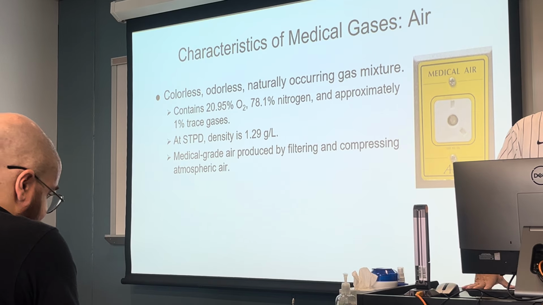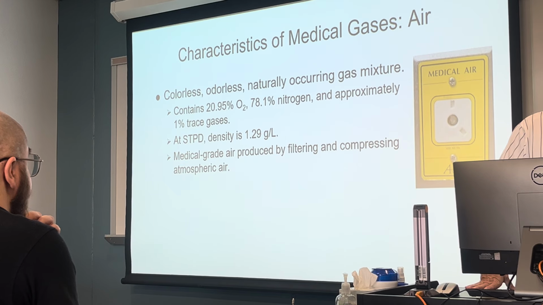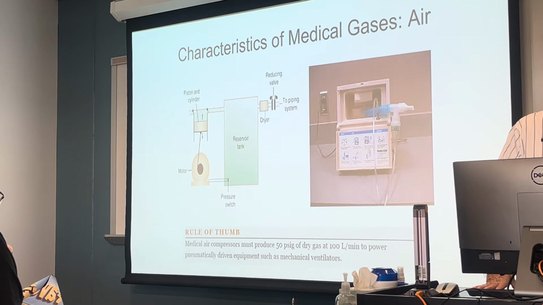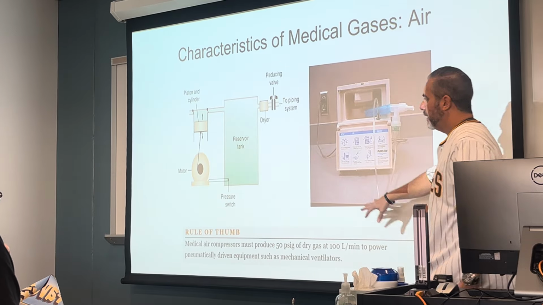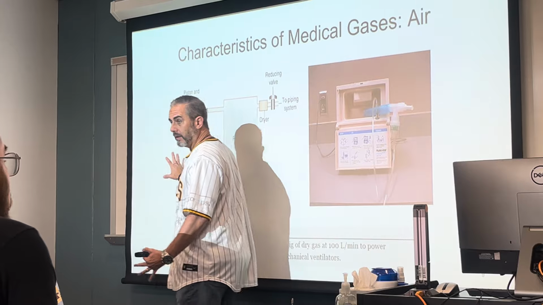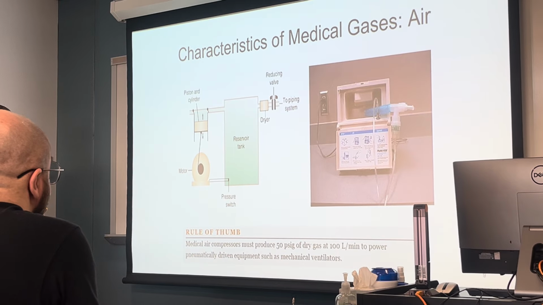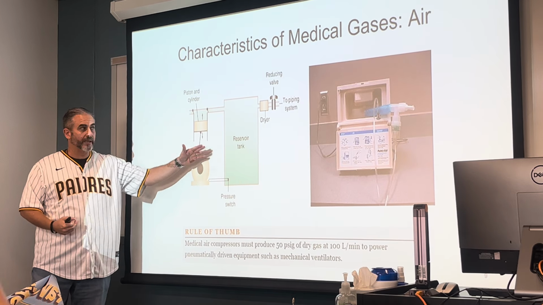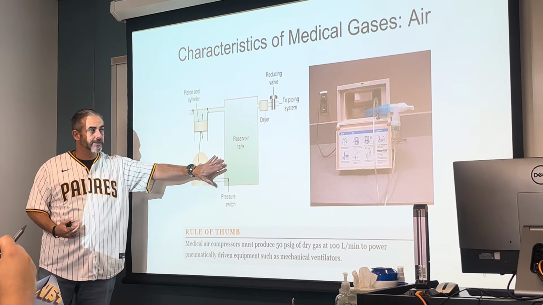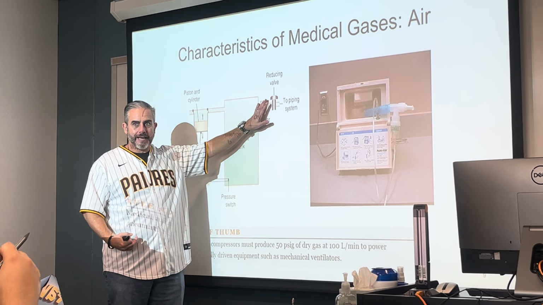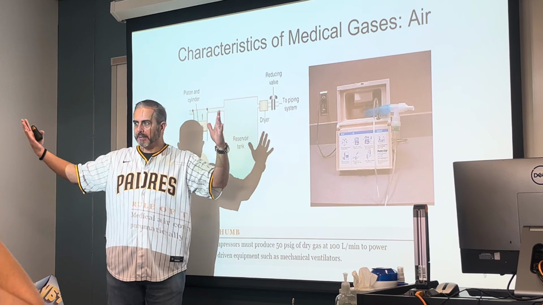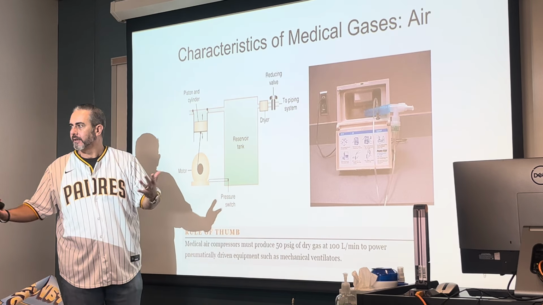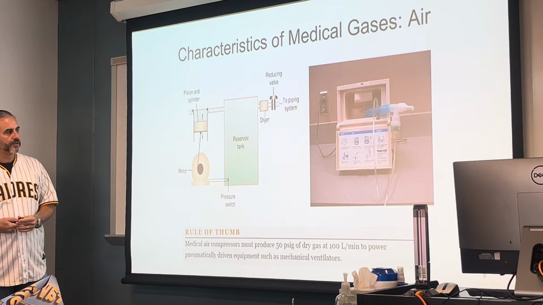It is produced, it's medical grade, so it is produced by filtering and compressing regular atmospheric air. If you ever get a chance to see an air compressor, it looks quite industrial. It does use a piston to drive regular room air into it. So when it's attached to maybe our piped in gas sources, it is pushing out 50 psi, pounds per square inch, to supply our equipment.